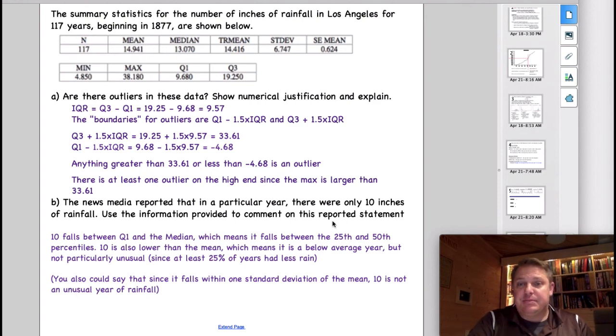And that pretty much wraps up things for this first chunk of notes. So now we'll spend some time practicing some of these kinds of problems. But if you have any questions, please let me know.